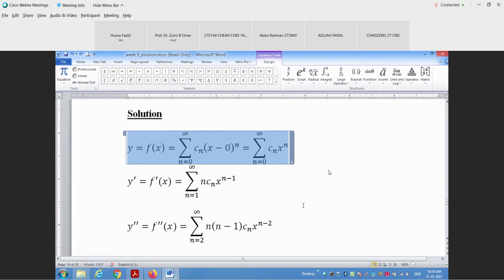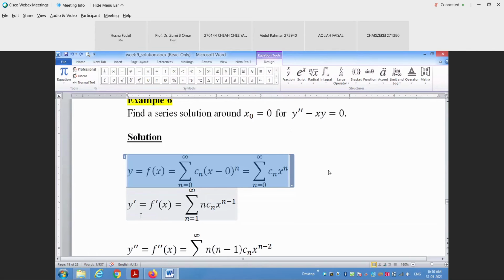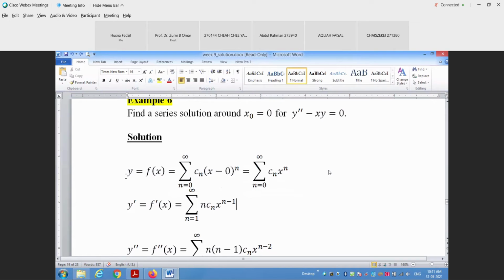Here we have y double prime. In order to get y double prime, we need to get y prime first. y prime equals, you differentiate y with respect to x, so you have n Cn x to the power of n minus 1, but now n starts with 1. n can start with 0 as well, but when n equals 0, this term goes to 0, because 0 times something equals 0. That's why n starts with 1.